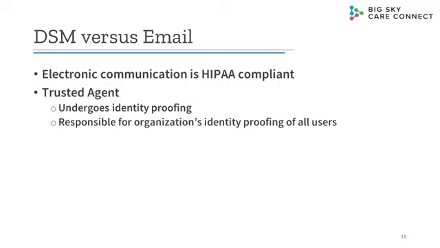So direct secure messaging is just email, right? Not quite. The DSM standard makes direct electronic communication by requiring not just the technical processes, such as message encryption, but also identity proofing of users to ensure protected health information is not disclosed to an unintended recipient. There is a trusted agent at each facility that is required to undergo identity proofing through Secure Exchange Solutions and is also responsible for identity proofing of their organization's users through an agreed-upon process.